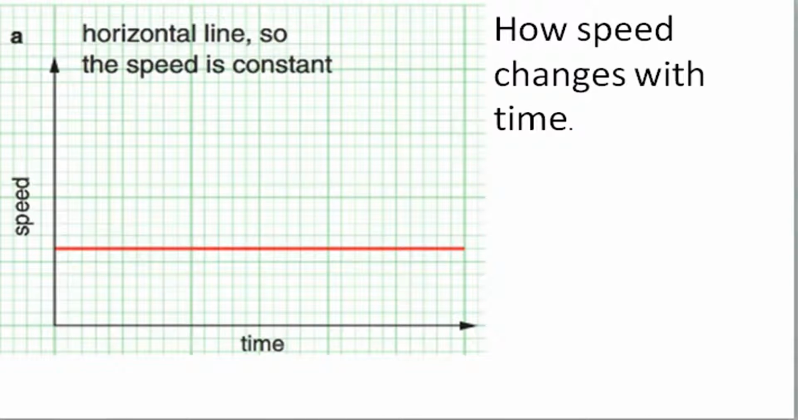So you can see on this graph here, it shows how speed changes over time. Now you can see here that as time ticks on, our speed doesn't go up and it doesn't go down. So we're talking about a constant speed here.